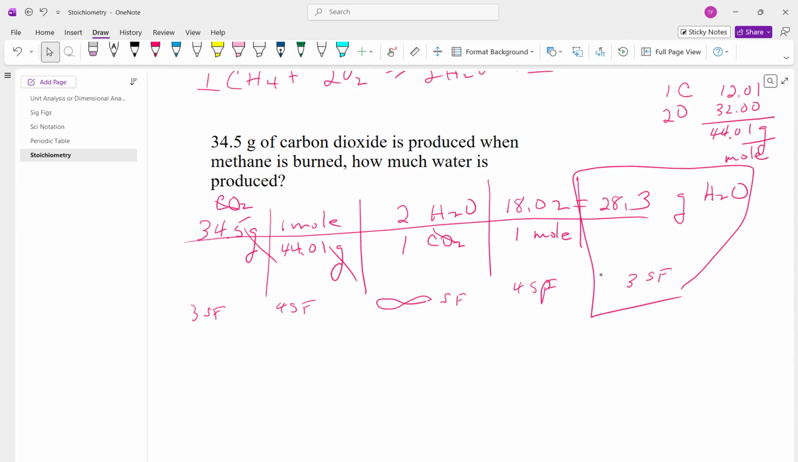Oh, I see. Grams of gas is on the periodic table. Yeah, grams, we use molar mass, no matter if it's gas, liquid, or solid, because the conversion factor has to have that in it for you to convert. Yep.